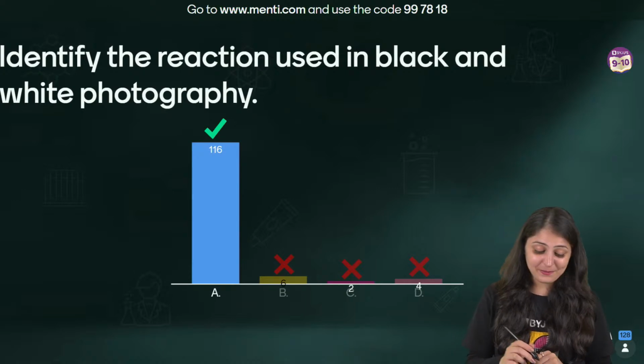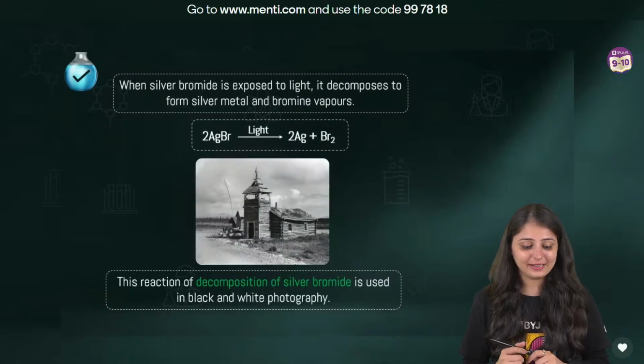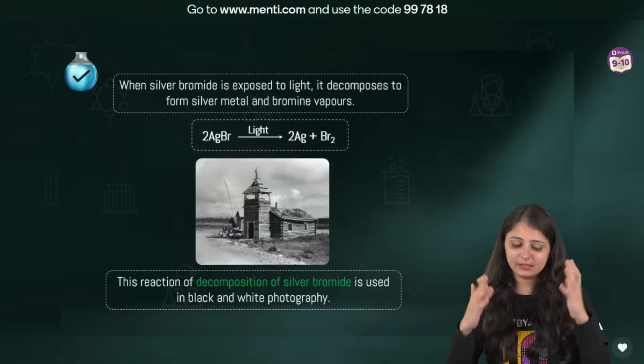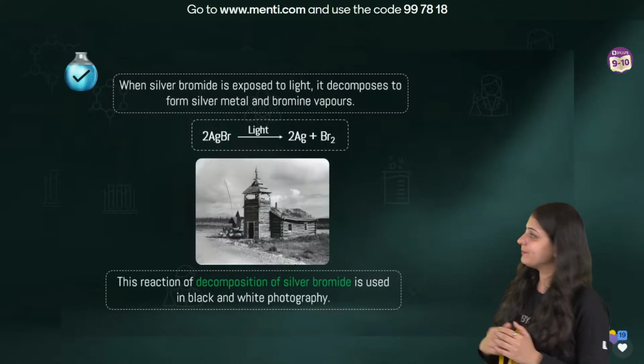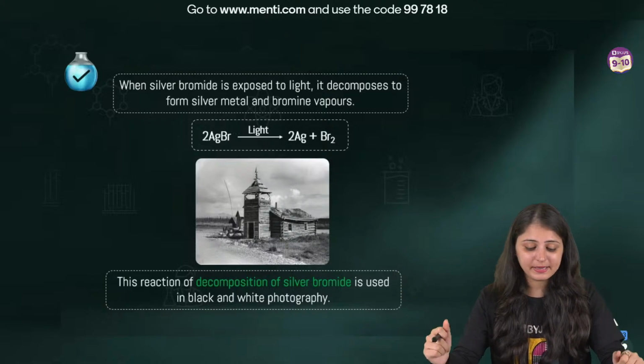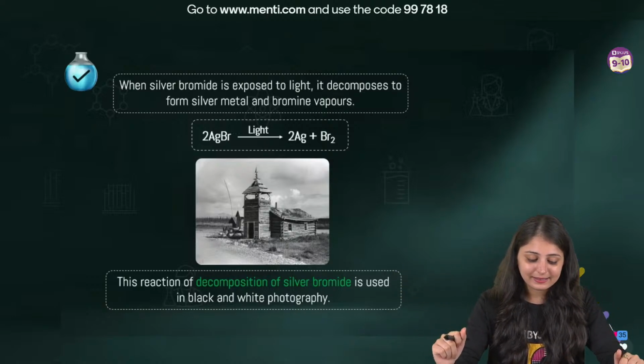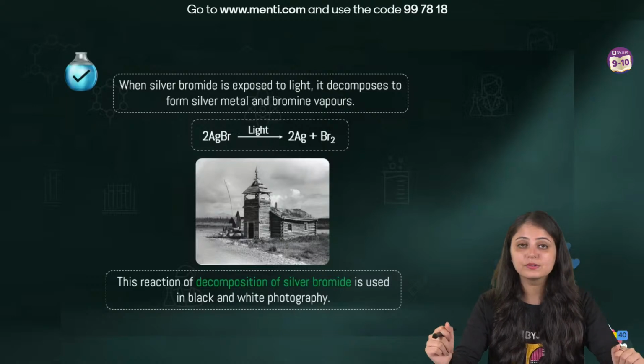Yes, correct. Silver bromide. Absolutely right. So when it's exposed to light, it decomposes. It forms the metal, that silver metal and bromine vapors. Correct. And this, of course, is being used in black and white photography.